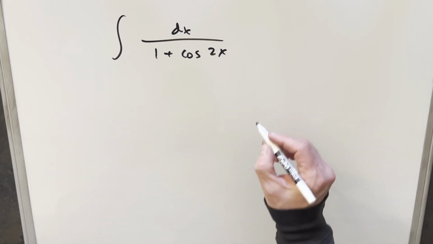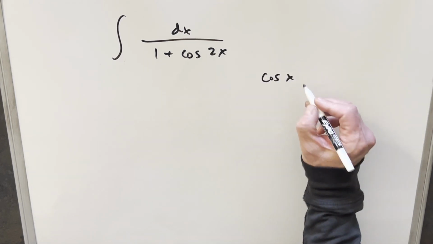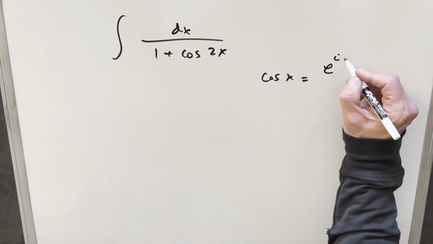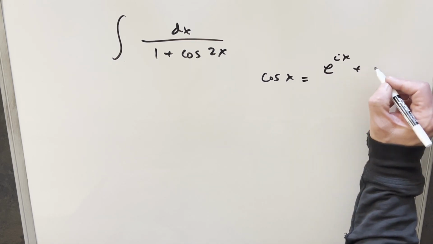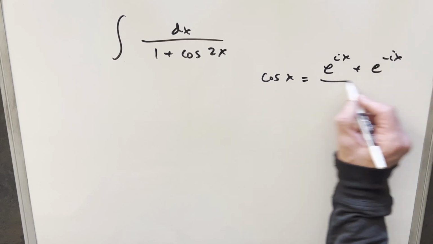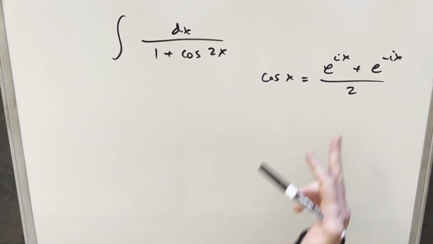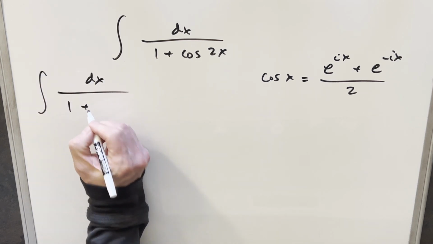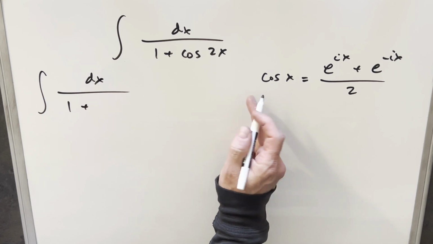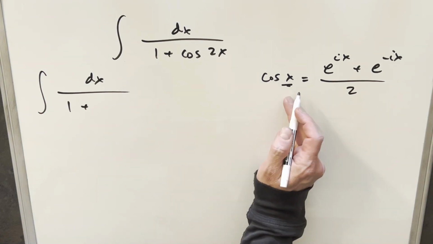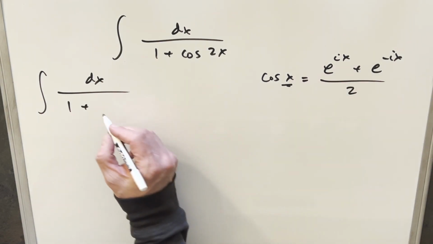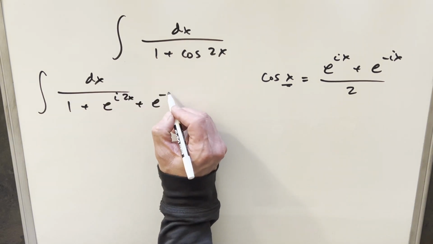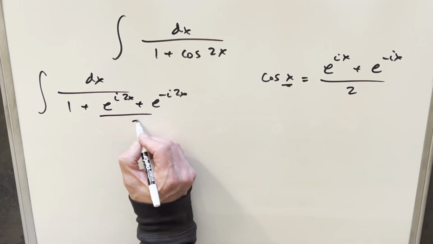Now to get started, let's look at the complex definition for cosine that's derived from Euler's formula. For cosine x, we can write this as e^(ix) plus e^(-ix), all over 2. Using this, we'll rewrite the integral. We'll have our dx, and this is going to be 1 plus cosine 2x. So we'll input 2x into the exponent here. This becomes e^(i2x) plus e^(-i2x), all over 2.